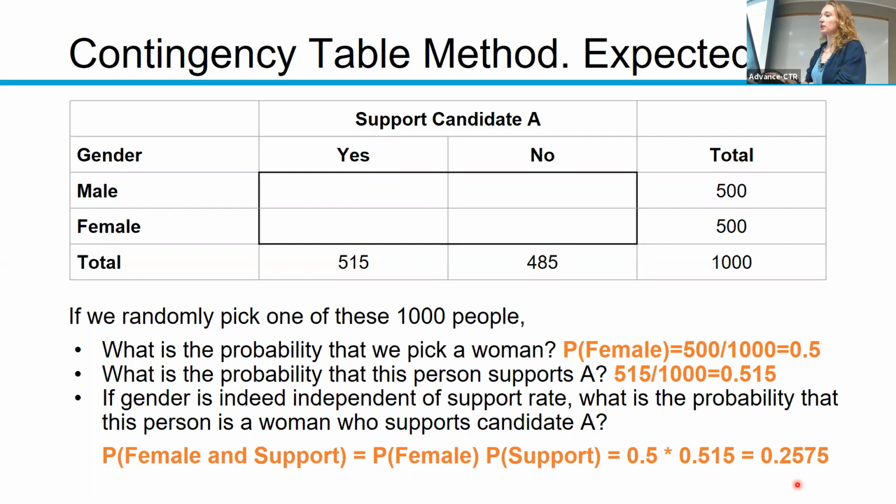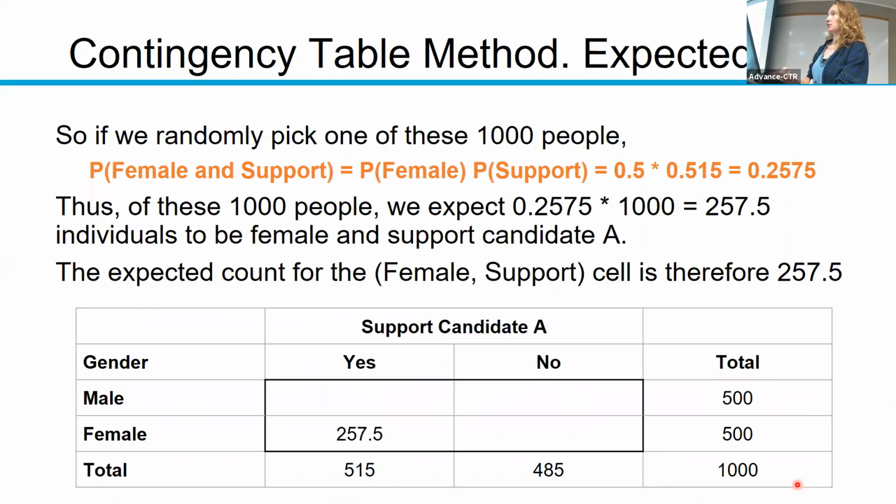So now we can use this to fill in the expected count. The probability in our sample of being female and supporting candidate A was 25.75%. But we want to translate that to a number of people that we expect to see. So we just multiply that probability by 1,000, the total number of people in our sample here, to get 257.5. That's how many people we expect under a true null hypothesis to support candidate A.